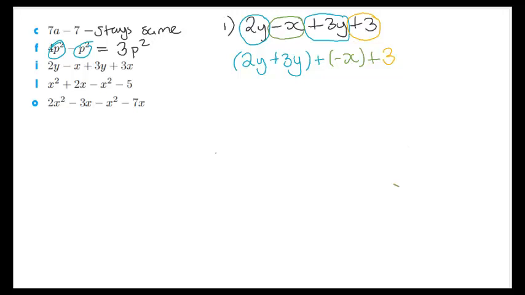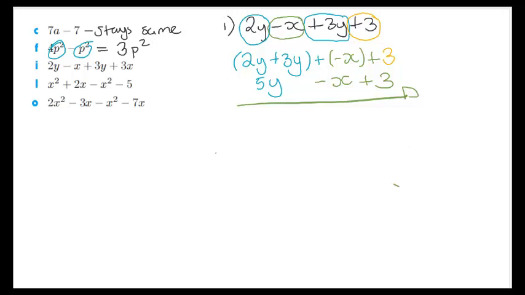Now I can calculate it. 2y plus 3y is going to equal 5y, plus, or I can eliminate the plus and just write minus. So this one ends up being minus x plus 3. Therefore my answer is 5y minus x plus 3.